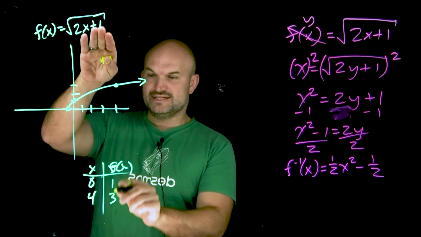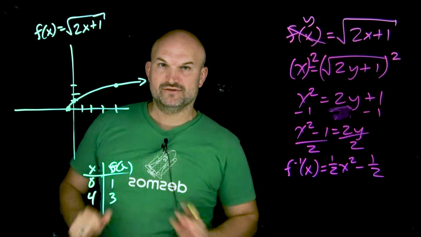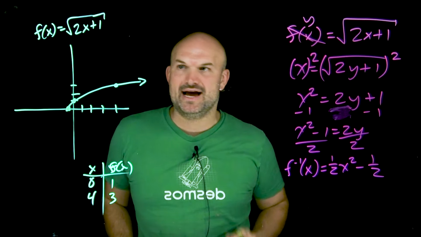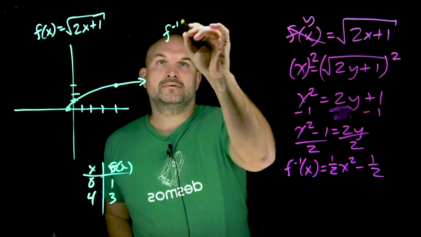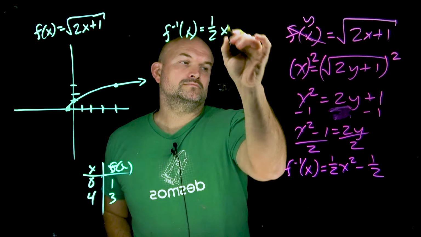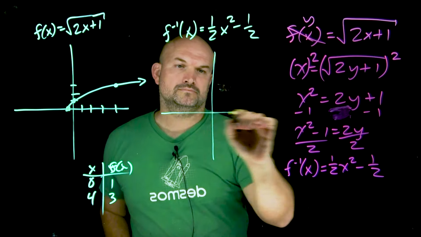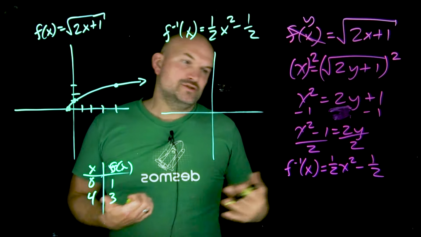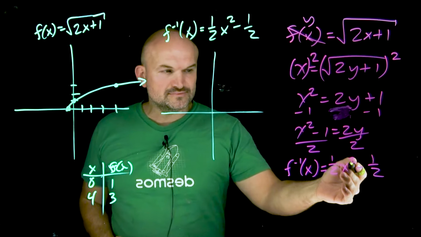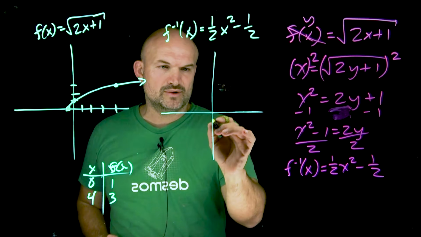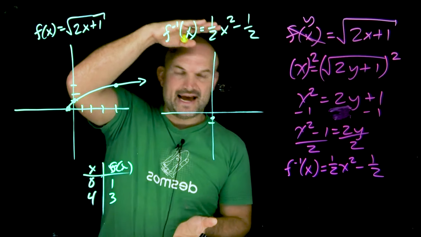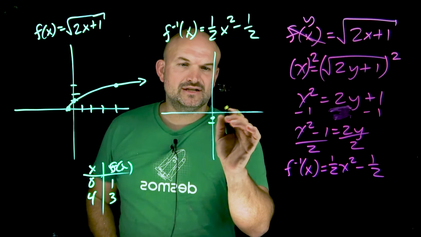You can see these two points satisfy this graph. That's what we're looking for. Well, what about f inverse of x equals 1 half x squared minus 1 half? What does that look like? Again, using basic graph understanding, I will use a little bit of transformations because for this graph it's relatively simple. We're going to go down 1 half, and then we have 1 half x squared, which is a vertical compression. And the graph is going to look something like this.